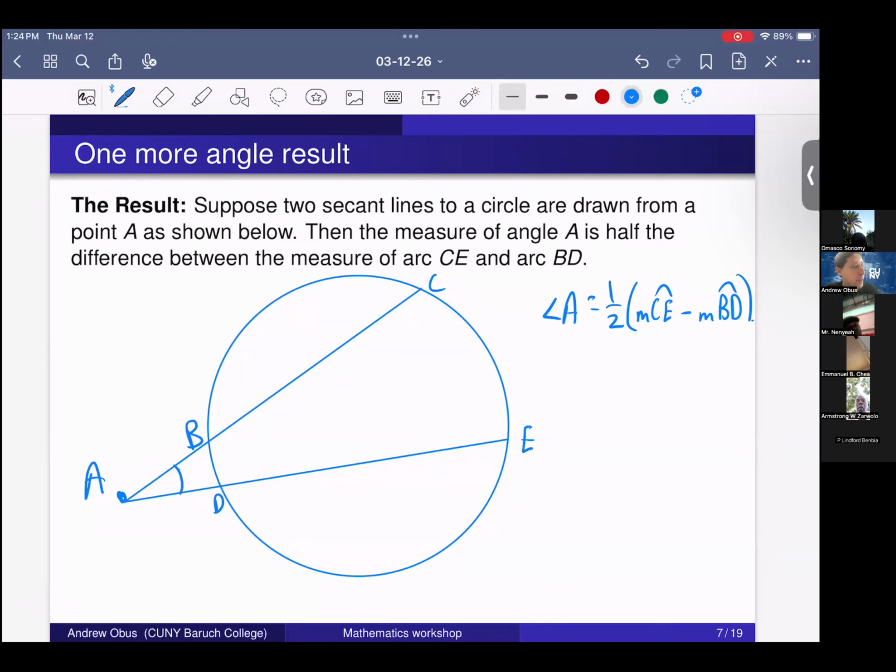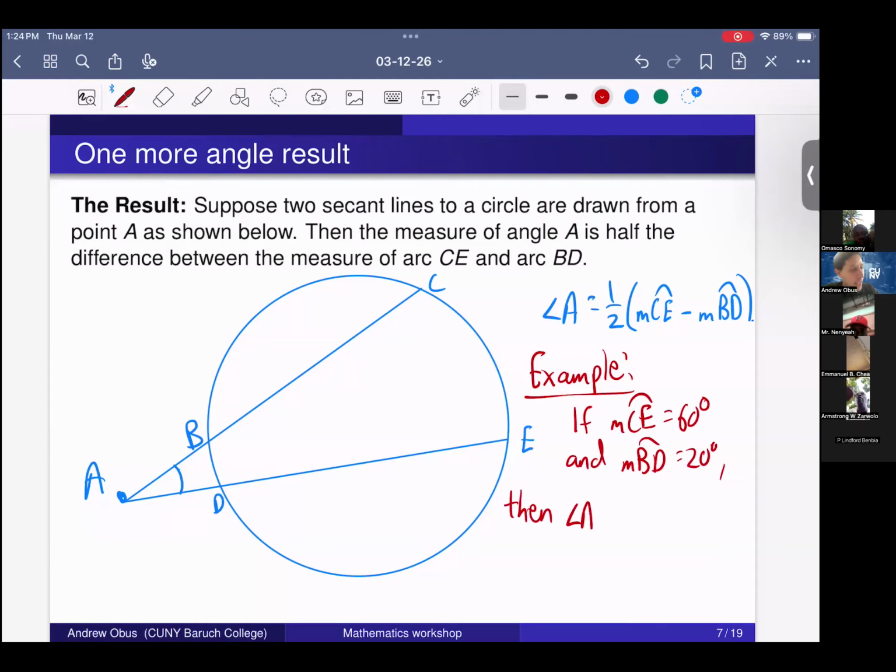Okay, I can just do a quick example. If the measure of arc CE is equal to 60 degrees and the measure of arc BD is equal to 20 degrees, then angle A is equal to 1/2 of 60 degrees minus 20 degrees, or in other words, 20 degrees. That would be an example. But I'm going to justify this. Before I justify it, are there any questions on what the result is saying?